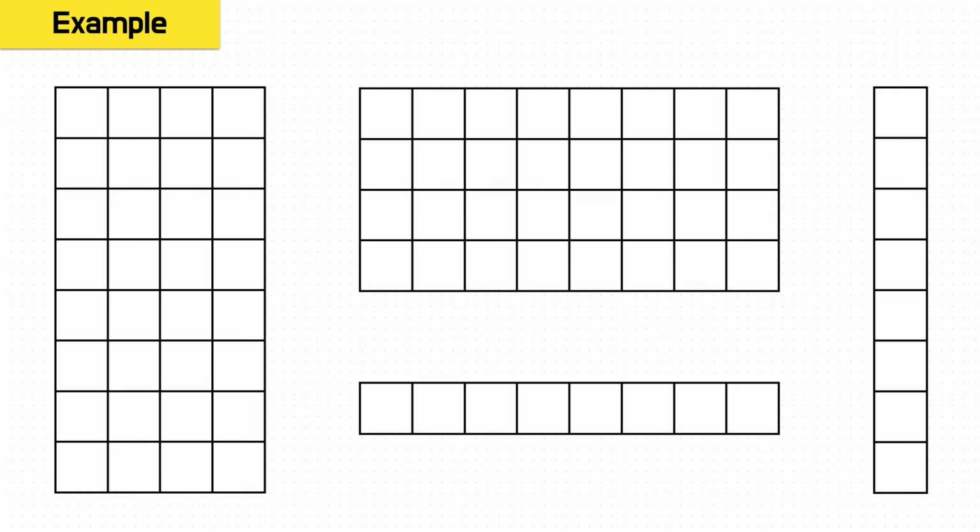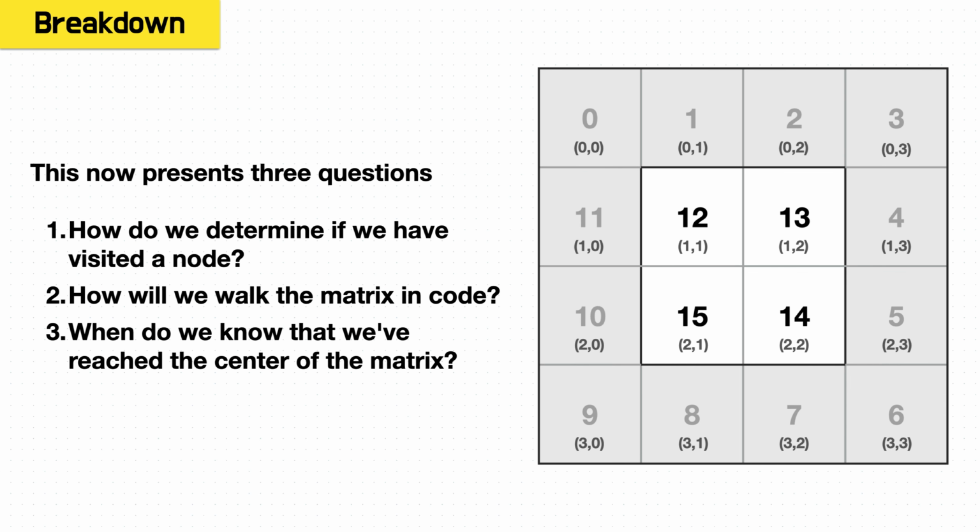And it's also worth noting, our matrix can be a vertical rectangle, a horizontal rectangle, or even a single row or column. It doesn't have to be this perfect square, but that's what we'll use in our breakdown, and we just want to make sure our logic will apply generally.